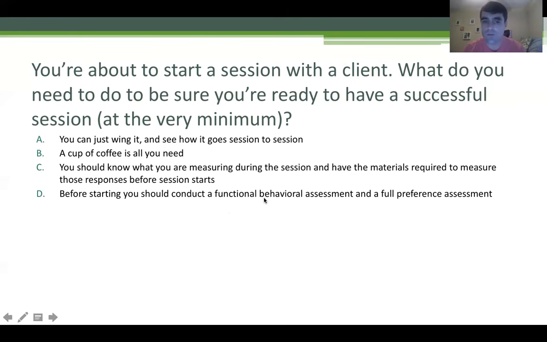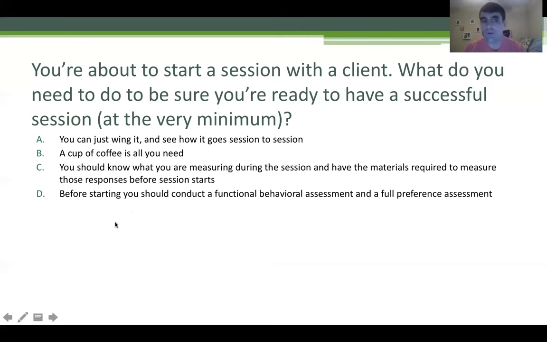But doing a functional behavioral assessment every single session is not a good use of your time, not a good use of the client's time. It's not a good use of anybody's time, right? And a full preference assessment. Now you can run preference assessments, and you should, to make sure you're familiar with what the client likes and doesn't like. And if you're doing what you're supposed to do, you should know that anyway, just getting to know the client in the session. But doing a full one of these each and every session just isn't a smart move. It's not a good use of time.